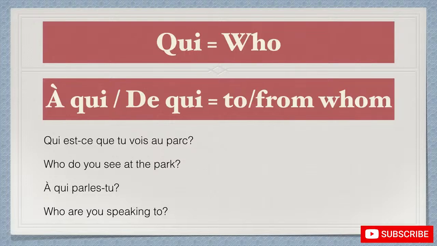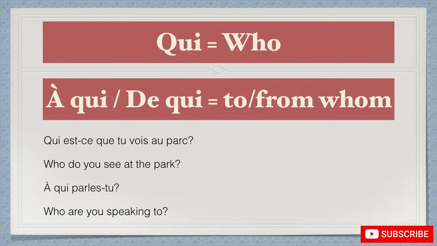And I'm going to use mostly est-ce que in these examples just because est-ce que is the most common and the one that you would mostly come across. So here we have Qui est-ce que tu vois au parc? Who do you see at the park? À qui parles-tu? Who are you speaking to?